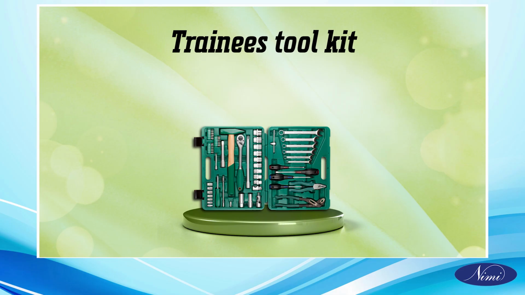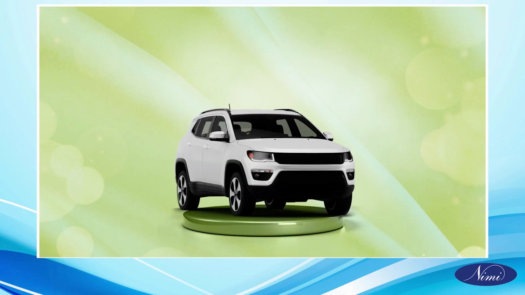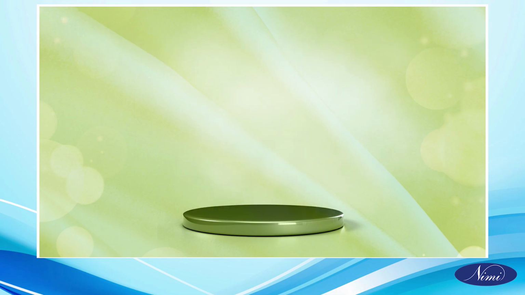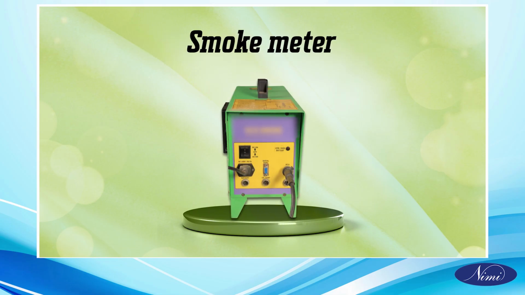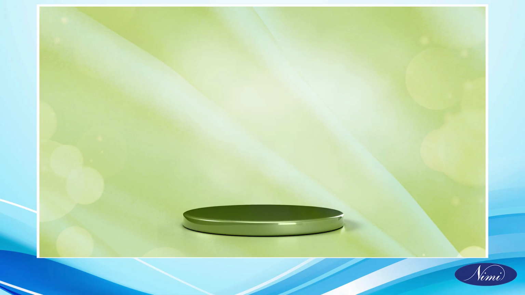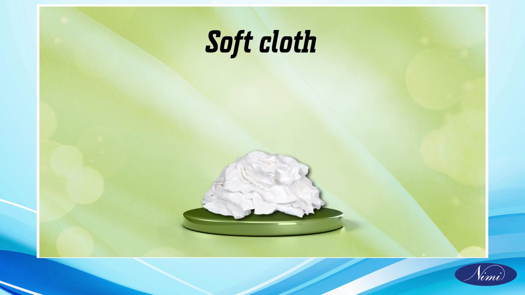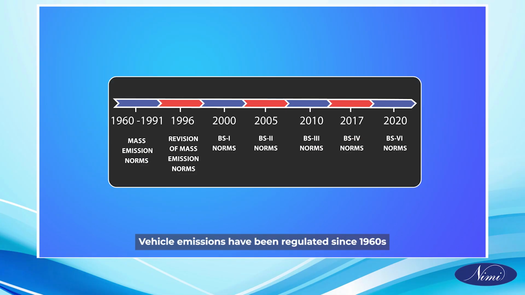Tools required: trainee's toolkit. Equipment required: a vehicle in running condition, exhaust gas analyzer, smoke meter. Materials required: soft cloth. Vehicle emissions have been regulated since the 1960s.